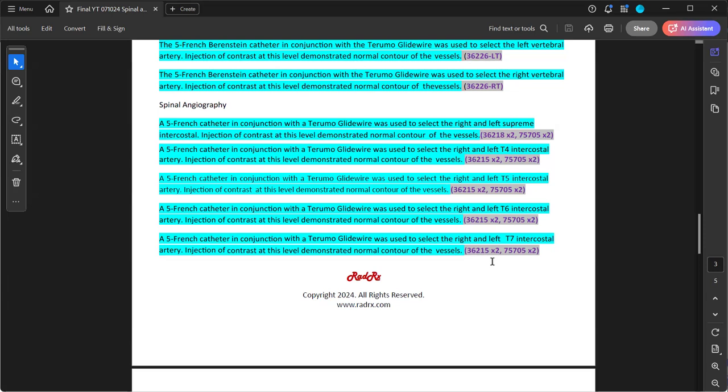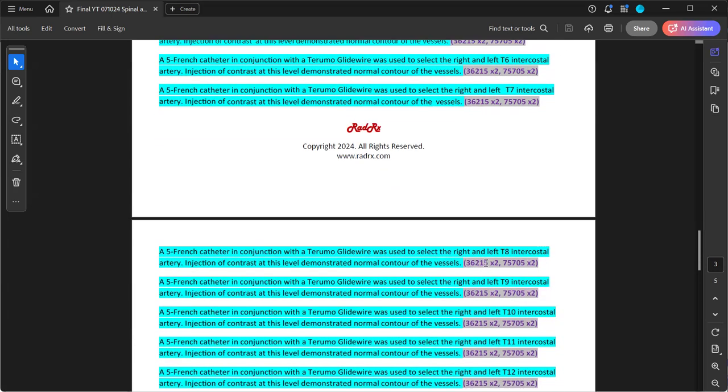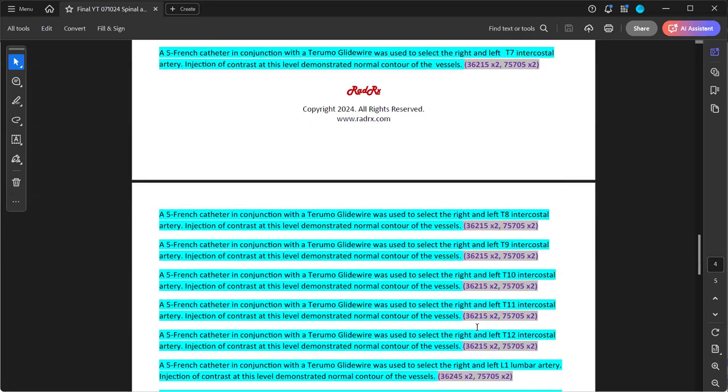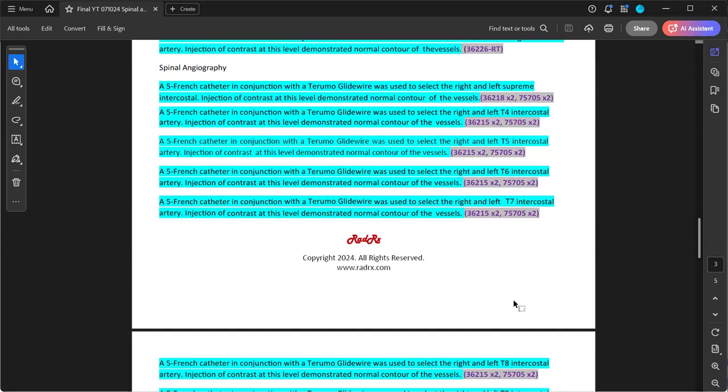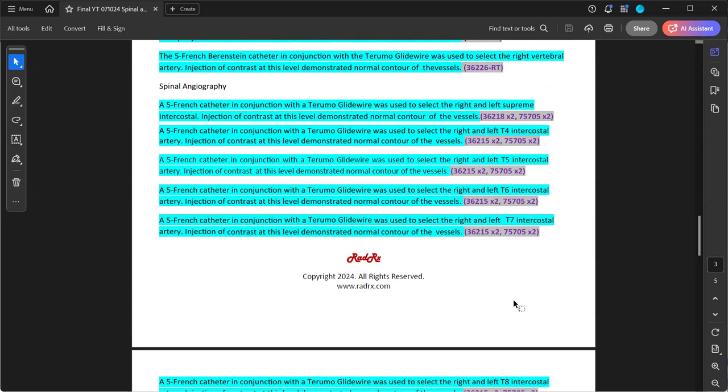So what we see here is right and left T4 intercostal. Then in the next paragraph, we see right and left T5 intercostal. Then in the next one, right and left T6 intercostal, and then right and left T7 intercostal, and so on. And that same verbiage is going to occur all the way down to the level of the T12 intercostal. So with the T intercostals that we're seeing here, each one of these is a branch directly off of the abdominal aorta. So they're going to be their own vascular family. So then that means that you are going to code for each one of those vessels separately.